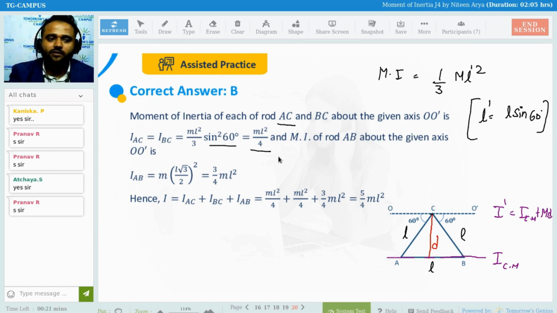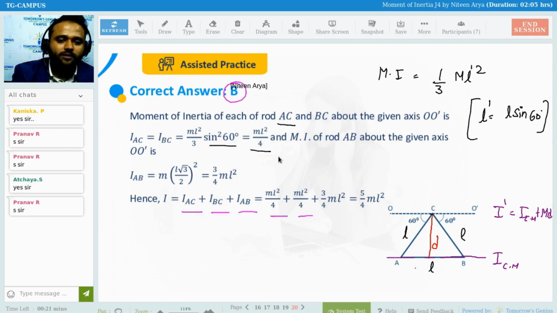Where D is this perpendicular, root 3 L by 2. So that is I_AB, M times root 3 L by 2 to the power 2, and that is going to give us 3 by 4 ml square. Okay, so when we add all three, I_AC, I_BC, I_AB: ml square by 4, ml square by 4, 3 by 4 ml square, we get 5 by 4 ml square. The correct answer is B.